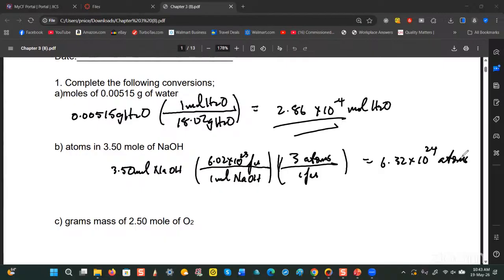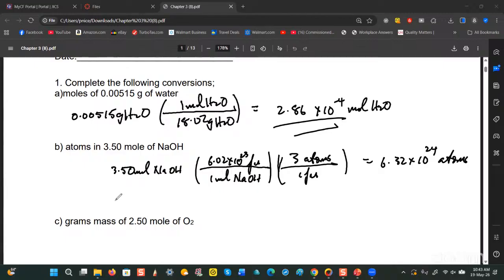Let me do this again just to make sure I'm doing the right thing. 3.5 times 6.02 times 10 to the 23 times 3, right, 6.32 times 10 to the 24 atoms is what I got. Yes, sir. Look at multiply the atom first and then multiply by the 6.022 times 10 to the 23. So you're saying multiply 3.50 by 3? And then, yeah, it would make no difference.